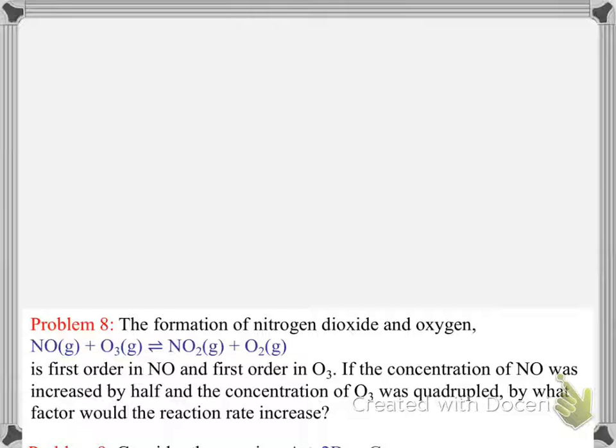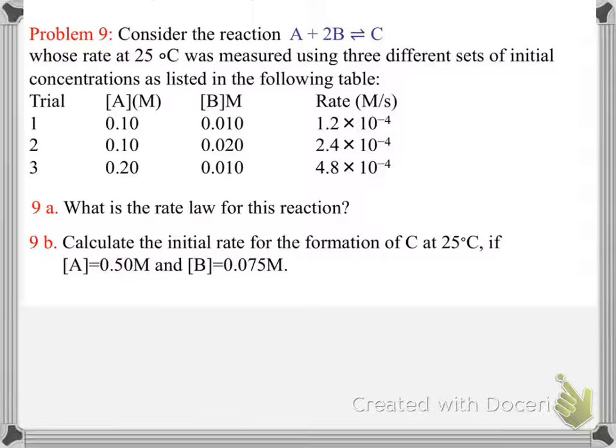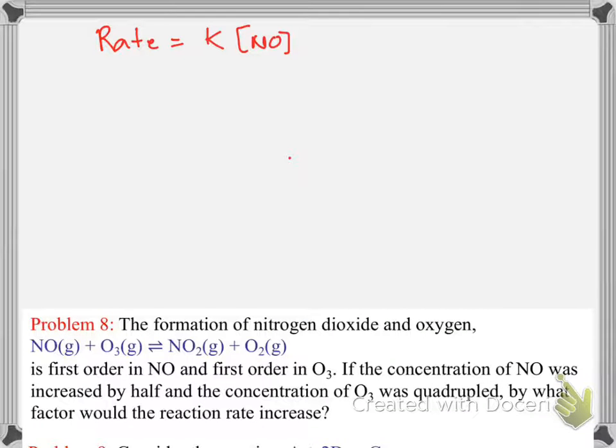This problem number 8, the formation of nitrogen dioxide and oxygen is given. It is first order in NO and first order in O3. That means if I have to write down the rate, it will be K times concentration of NO raised to the power 1 times concentration of O3 raised to the power 1. So they are first order in NO as well as in O3.